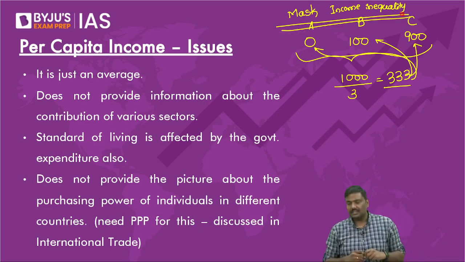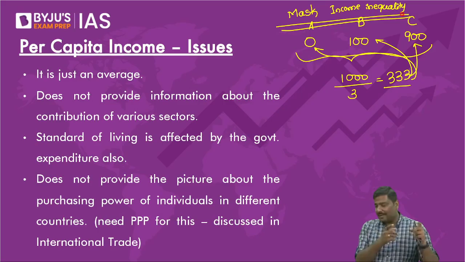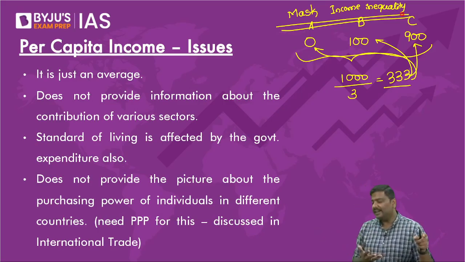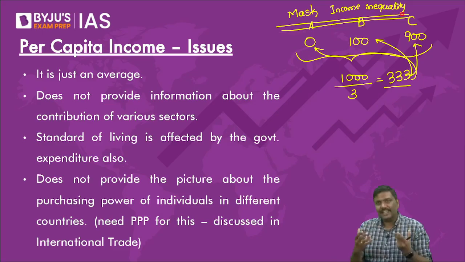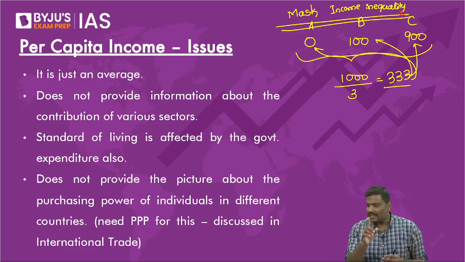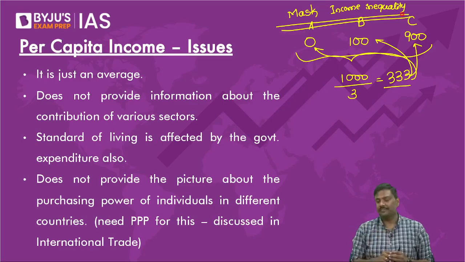Have a look at this. Can I say this? Compared to GDP, per capita income is a much better indicator, right? Because that is telling you on an average how much all of us are earning. Because have a look at this, right? Again, some of you are confused here. Have a look at this very carefully.